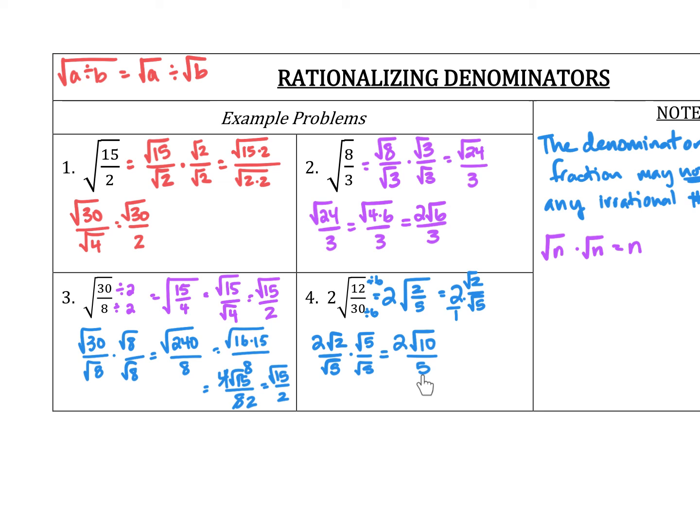The denominator isn't a problem anymore. It's not a square root. What I do have under the square root is the number 10, but the number 10 does not have any perfect square factors, so I don't need to clean that up at all. So I just have 2 root 10 over 5.